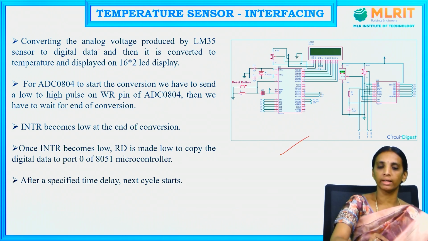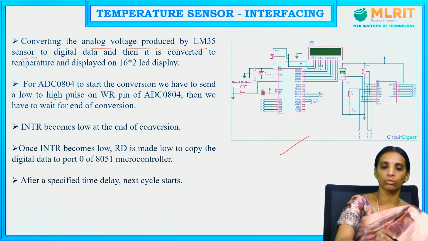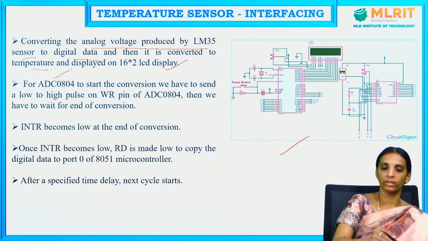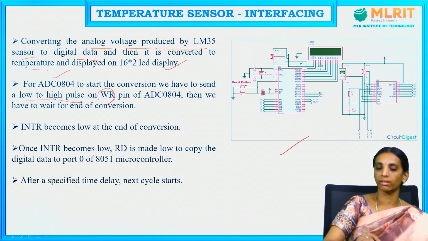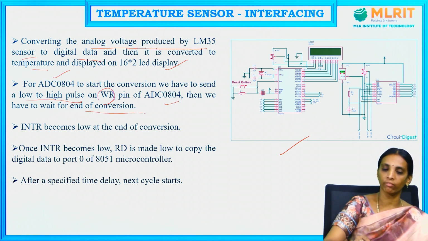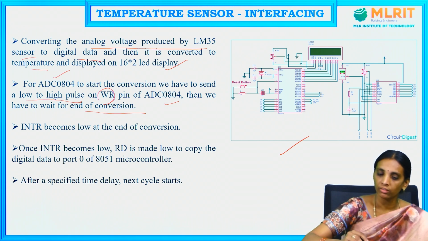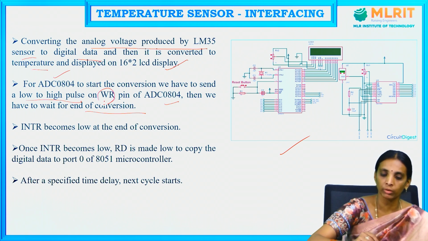The analog voltage produced by the sensor is converted to digital data, converted to temperature, and displayed on the LCD display. Here the A to D converter starts the conversion whenever a low to high pulse is given on the WR pin, which is the write pin of the ADC 0804. Then we have to wait for the end of conversion.